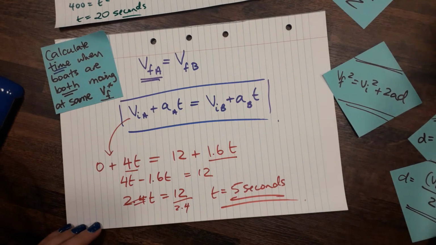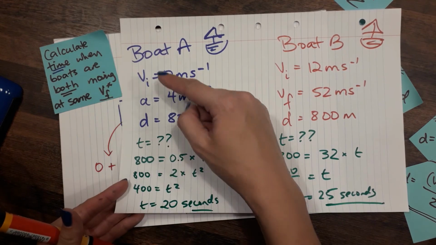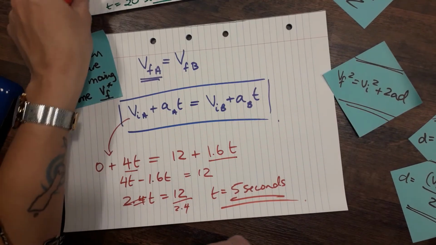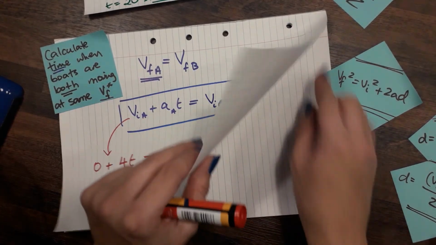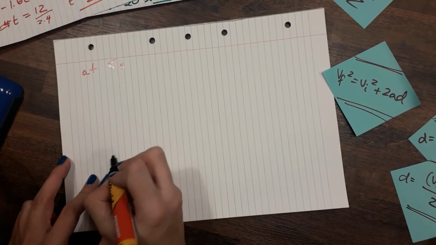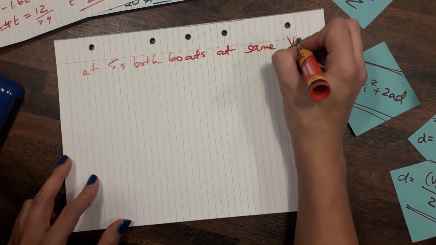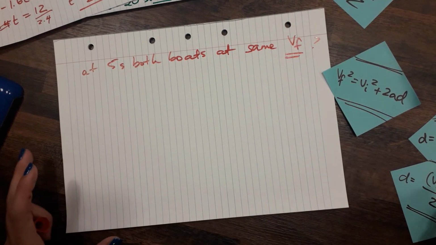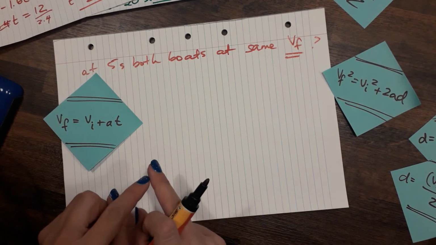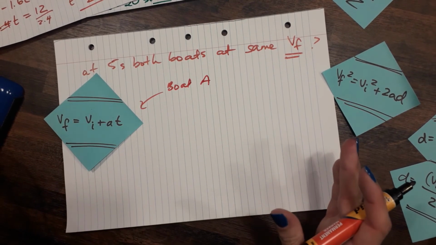So what we could do is take any information for any boat. We'd have to take it just from the one boat though. Could take all this information, whack in time equals 5 seconds, and then we can solve that for the final velocity. So finishing off this question, okay, at 5 seconds, both boats at the same VF. What is that VF? Well, we know that we can calculate VF if we have the initial, the acceleration, and the time. So if I do that for boat A, doesn't matter, it would come out if I did it with boat B as well.